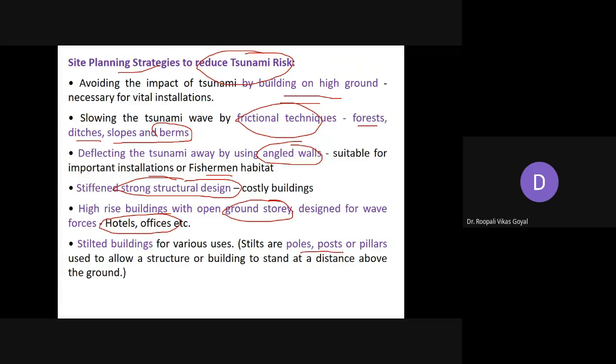So generally, if high ground is not available, then in that case, artificially you can raise your building, and that is you are providing your building on either poles, pillars, or posts. Okay, and they will allow a structure or building to stand at a distance above the ground level. So these are some of the measures that can be adopted while doing site planning strategies to reduce tsunami risk.